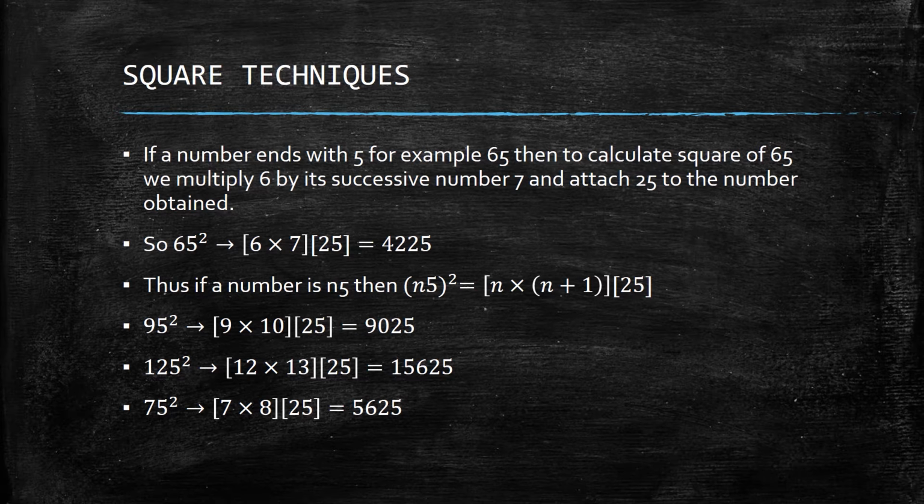which is the correct value of 65 square. So if a number is n5, to calculate n5 square, we do n multiplied by n plus 1 and place 25 at the end of it. Thus 95 square is equal to 9 into 10, 25 equals 9025. 125 square is equal to 12 into 13, 25, which is 15625. 75 square is equal to 7 into 8, 25, which is 5625. Thus, you can easily calculate square of any number ending in 5.